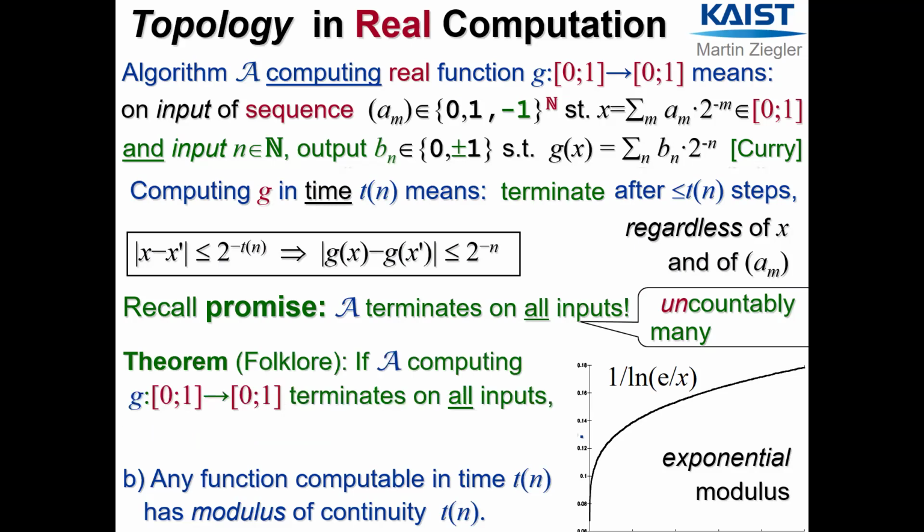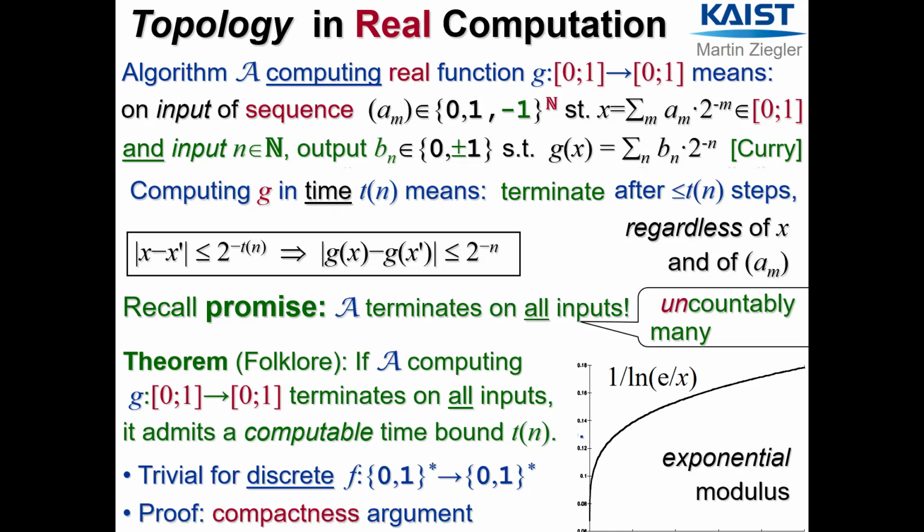And folklore theorem in computable analysis says, if an algorithm computes a function and terminates on all input, then it admits a computable time bound, which depends only on the output precision and not on the input. If you recall it from the discrete setting, that's trivial, right? In the discrete setting, n means consider only inputs of length up to n, of which there are finitely many. If the algorithm terminates on all these finitely many inputs, take the maximum, and that's a runtime bound. But here, remember, that's not at all the definition. Here we have uncountably many possible inputs. So in order to prove that folklore theorem, in the continuous case, a compactness argument comes in, and this compactness argument is what lets us prove that this promise is still Pi 0, 2. It's still in the arithmetic hierarchy, not in the analytical hierarchy.